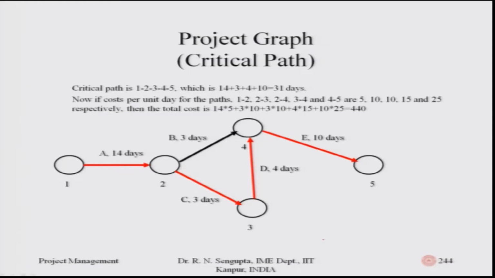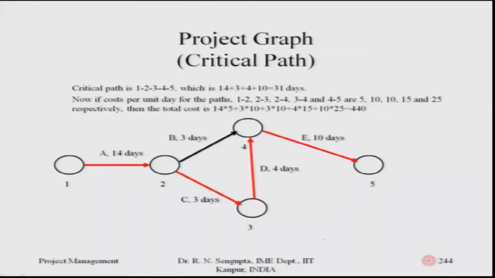Critical path is basically the path which should be considered because any delay in any of its activities would affect the overall time duration negatively. But if I consider the cost factor, it will be 14 multiplied by the cost component per unit day for A. Similarly, 3 multiplied by the cost component for activity B, 3 multiplied by the cost component for C, D would be 4 multiplied by the cost component for D, and the last one would be E, which is 10 into the cost component for activity E.